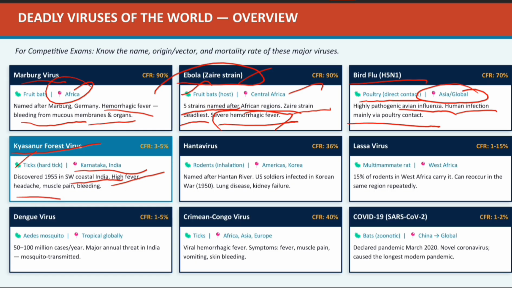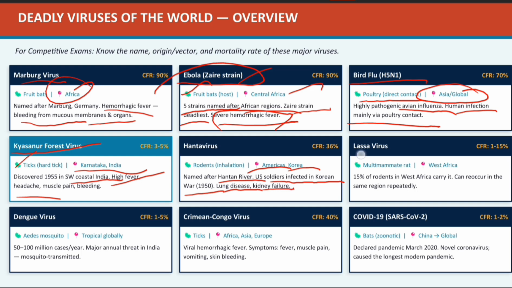The next one is the hantavirus. It spreads through rodents, and it originated in the Americas and Korea. Named after the Hantan River, where US soldiers were infected in the Korean War in 1950. It causes lung disease and kidney failure.